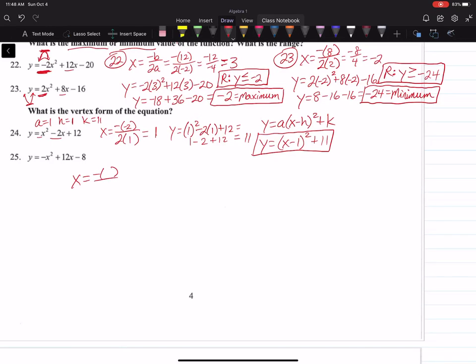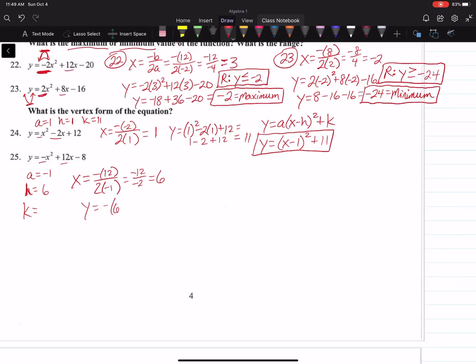Okay, for 25, same process. Negative b over 2 times a to get your axis of symmetry first. So that's 12 is b. Negative 1 is a. Negative 12 over negative 2. So 6. So for this problem, we have a is negative 1. H is the axis of symmetry, which we just found would be 6. And k is what we get when we plug it in.